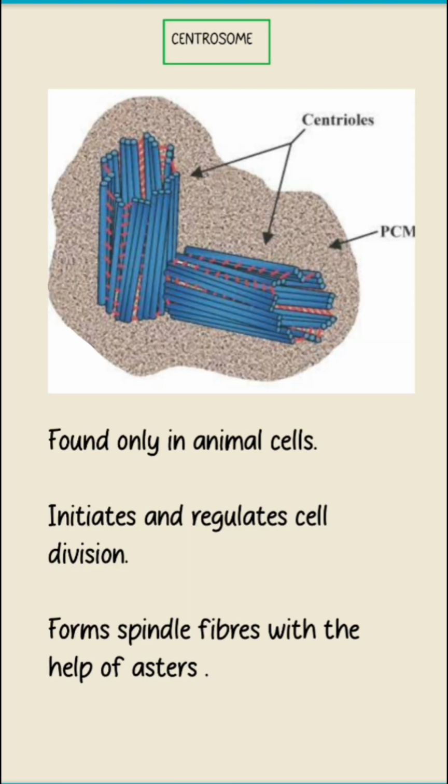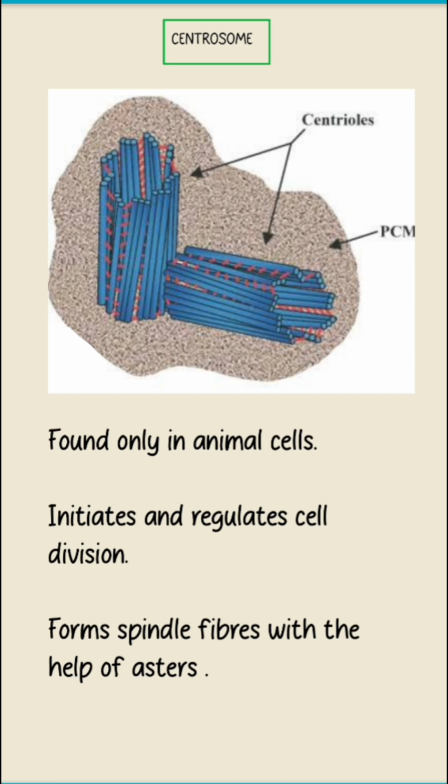Now coming to centrosome. Centrosome is found only in animal cells. Its main function is to help in cell division. Basically it will initiate the process of cell division. As you can see, there are two structures in a centrosome. These two cylindrical structures are called centrioles. So a centrosome consists of two centrioles and outside there is a pericentriolar material.